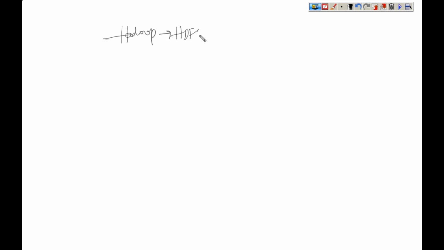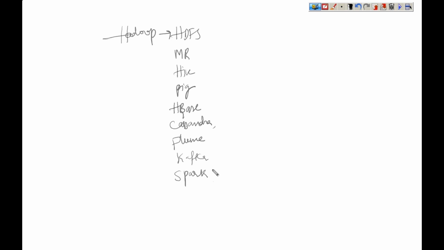We will start with HDFS and MapReduce, then Hive, Pig, HBase, Cassandra, and we also use streaming components like Flume and Kafka, and after that Spark.